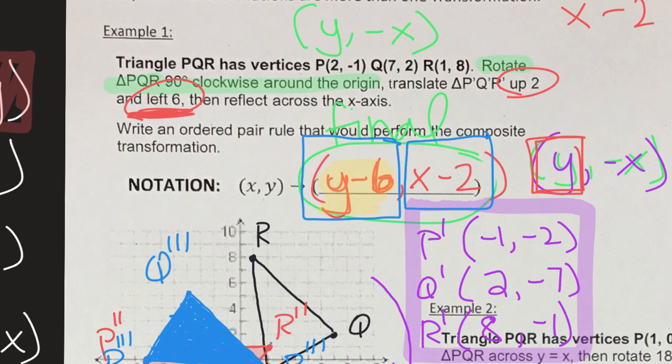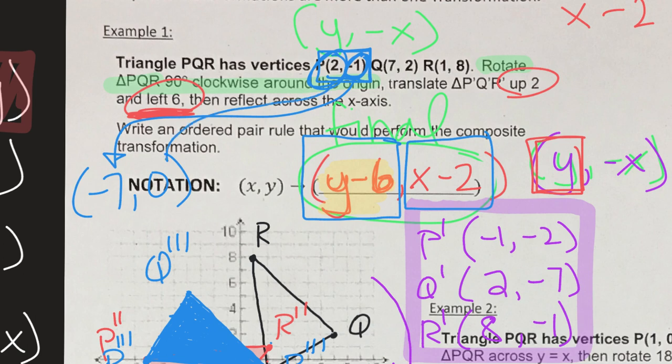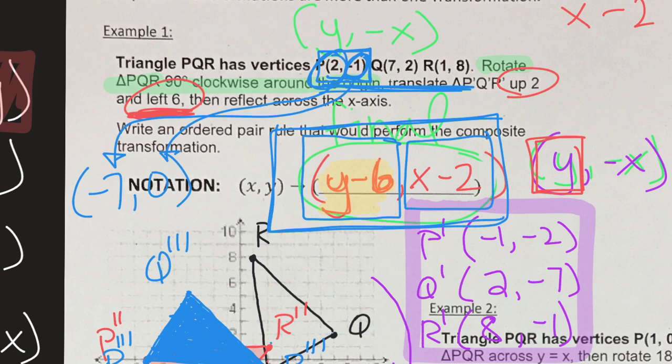All right, P triple prime ended up at negative 7 comma 0. So if we started at 2, negative 1, right? Negative 1 minus 6, what's negative 1 minus 6? Well, sure enough, that's negative 7. And what's positive 2 minus 2? Sure enough, that's 0. So this final notation should take you from your beginning point to your ending point without having to do all of the intermediate steps.